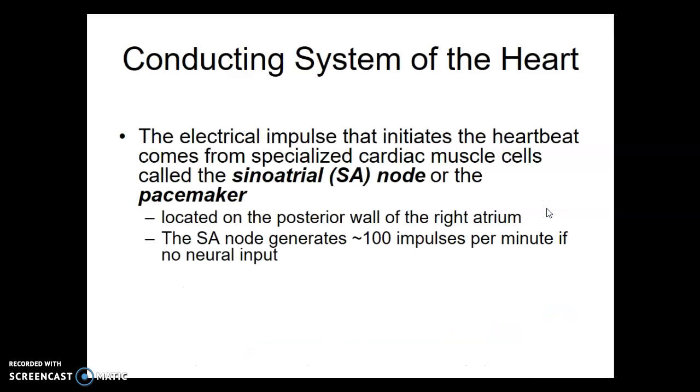So the electrical impulse that initiates the heartbeat comes from this sinoatrial node, also known as a pacemaker. If you've ever known anyone who has a pacemaker implanted, this is the spot where it's going to be implanted, where the sinoatrial node is. The SA node generates a heartbeat of up to 100 beats per minute if there's no neural input.